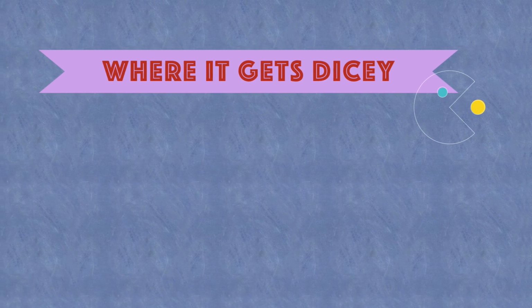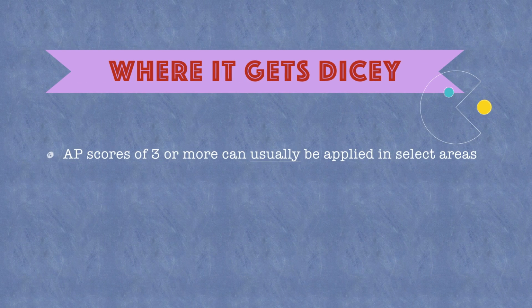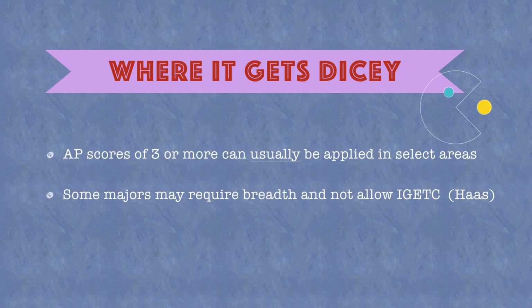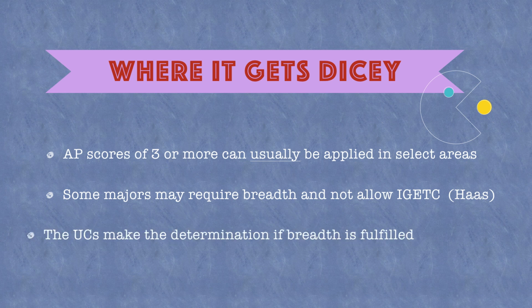Now here's where it gets dicey, and I kind of brought that up. AP scores of 3 or more can usually be applied in select areas, but not always. You've got to look at each college and major yet again. For example, Berkeley's College of Letters and Science. If you choose breadth, you can also choose IGETC, but if you choose breadth, they will not accept AP scores for the breadth. They will for IGETC, but not breadth. Some majors may require breadth and not allow IGETC. Haas School of Business is one. They will not accept IGETC. And by the way, their breadth is 11 courses. That's very, very complicated breadth.